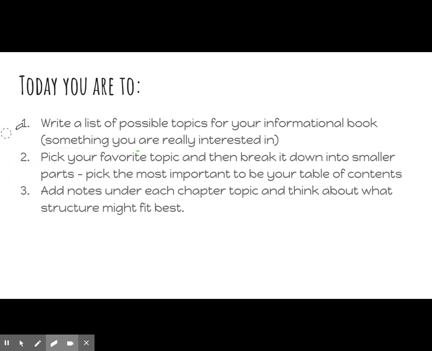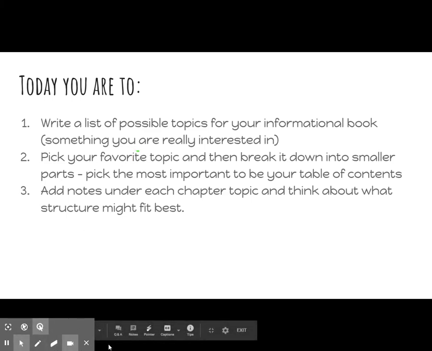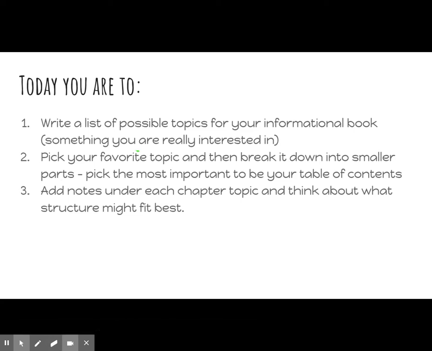So today I want you to write a list of possible topics for your informational book. That's going to be the first thing you do. What are some topics that you know a lot about that you're really, really interested in? So that's going to be the first thing. Then you're going to narrow it down to just one topic. So maybe you're thinking, okay, I want to do hot air balloons. I want to do video games. I want to do The Simpsons and maybe How to Train a Dog.